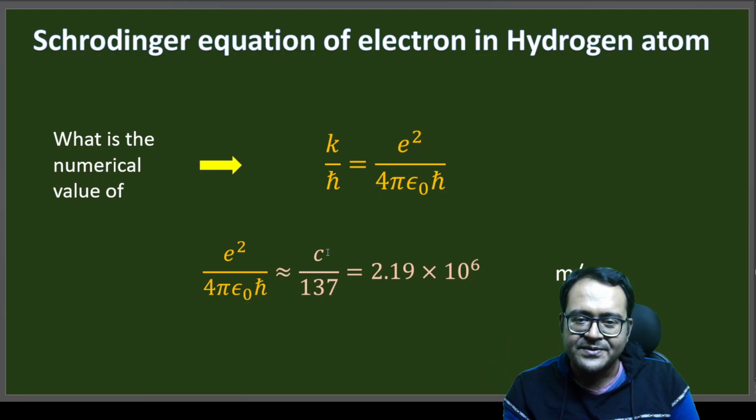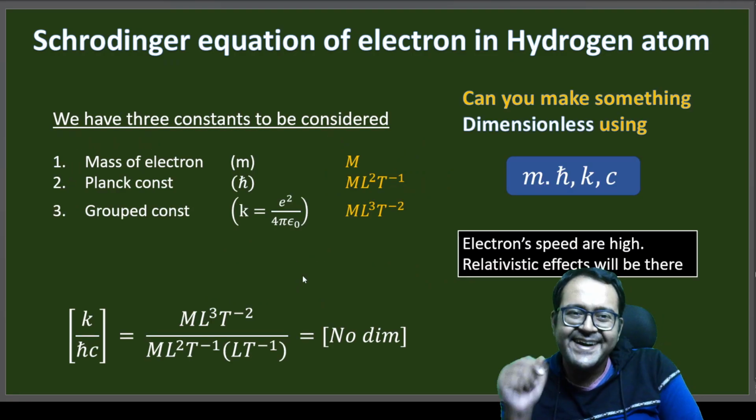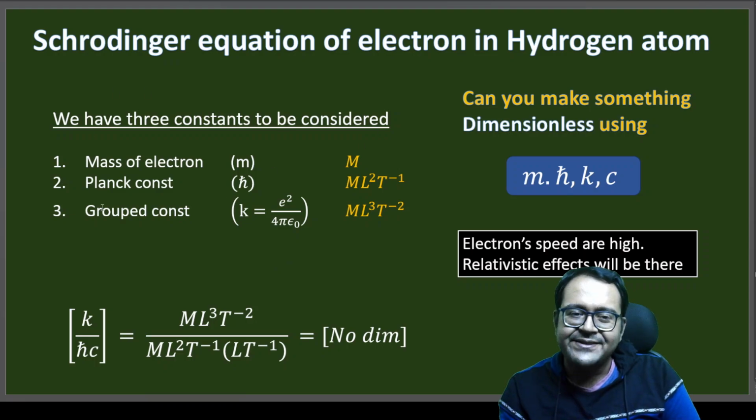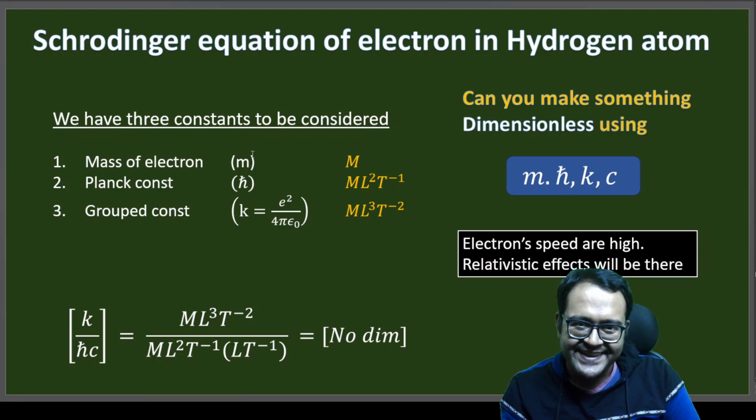Now, what is this 137? How do I write it? Okay. So we have three quantities in the Coulombic potential, Schrödinger equation: m, h bar and k.